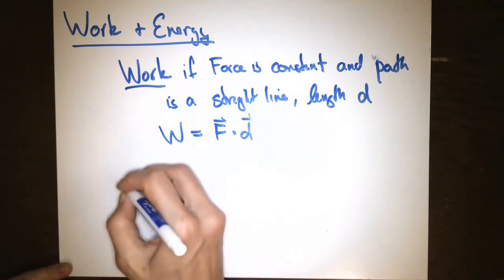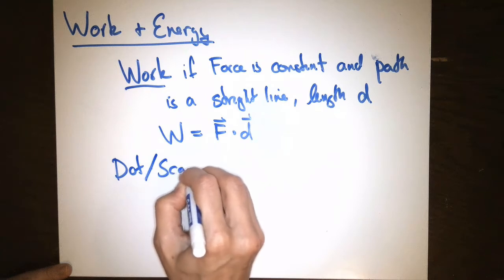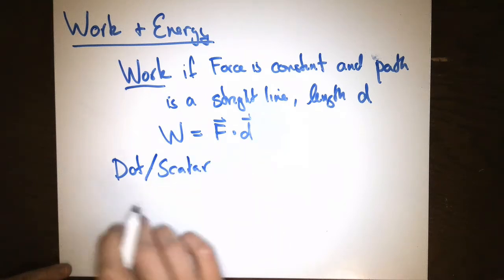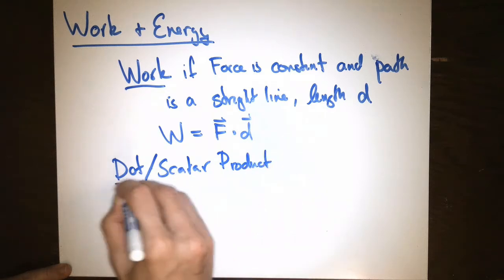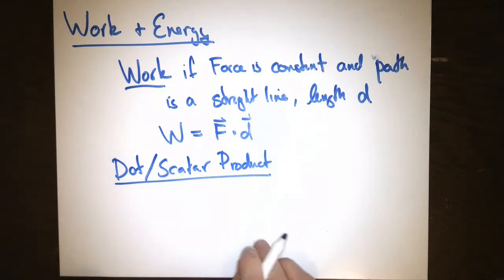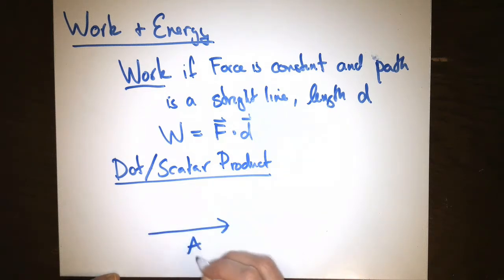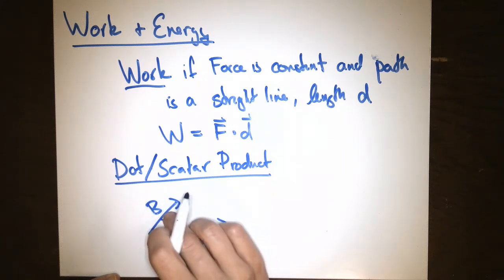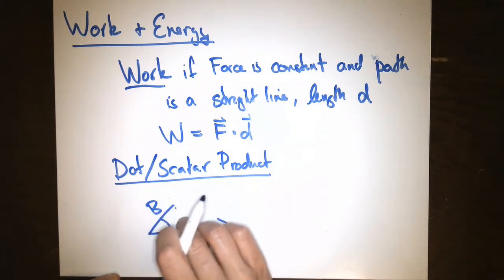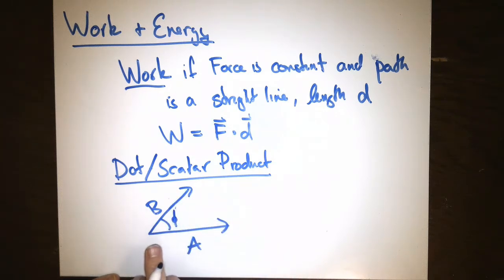All right, so what is the dot or the scalar product? You'll hear both of those terms, dot product and scalar product, pretty interchangeably, so just be on the lookout for either of them. So say we've got two vectors, we'll call them A and B. Make B just a little bit longer so it's not quite so cramped. B will be like that. And they've got this angle in between them. So those are my two vectors.